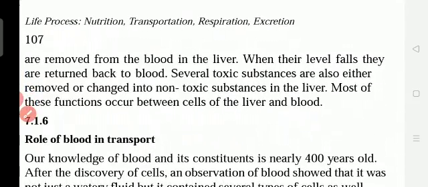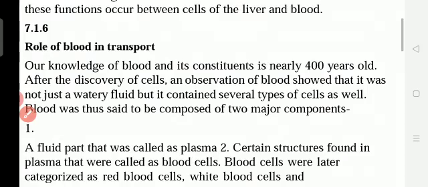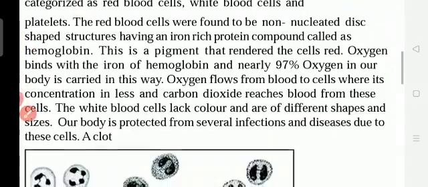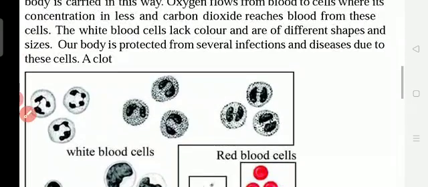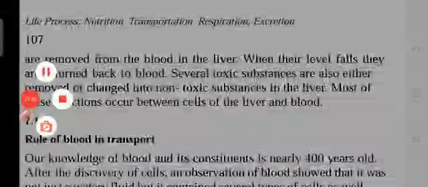When their levels fall, they return back to the blood. Several toxic substances are either removed or changed to non-toxic substances in the liver. So in the liver only, the toxic substances are removed, that means the poisonous ones. Most of these processes occur between the cells of the liver and the blood. So excess sugar, fat, or toxic, poisonous things are removed in the liver when the blood comes to the liver.